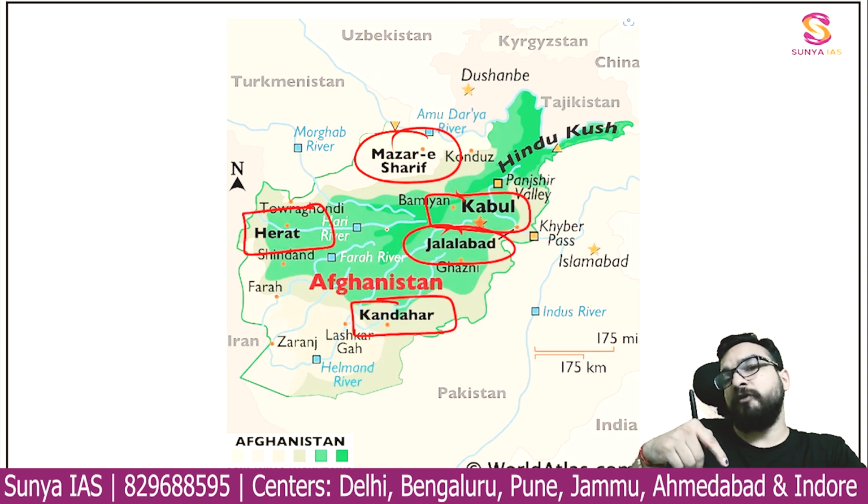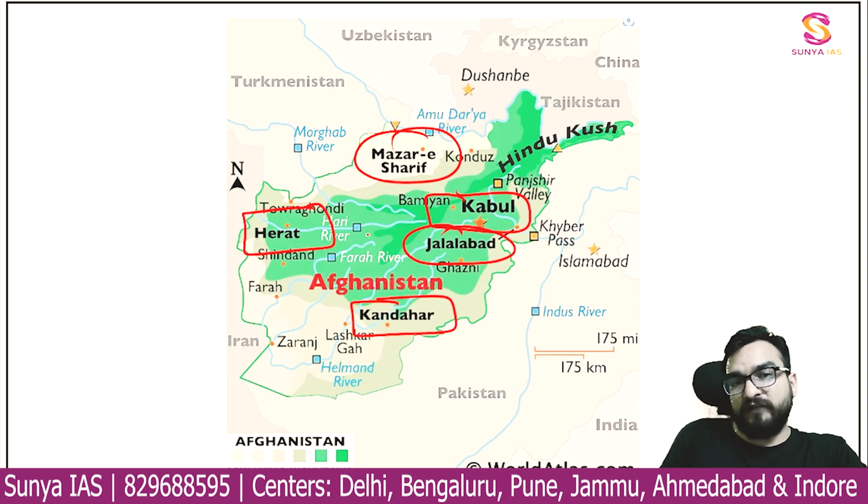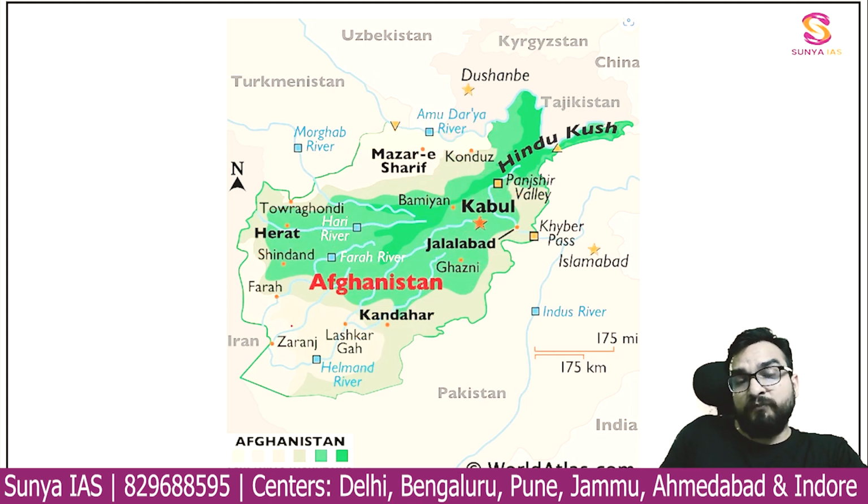Then again when Babur came in Mughal, you will see that Afghanistan will come in picture. Afghanistan is still a region of instability. Taliban is ruling over here right now. But one more place you have to know about from here is Zaranj, guys.